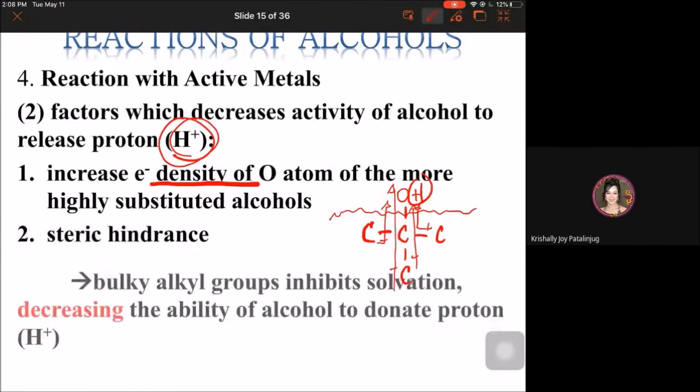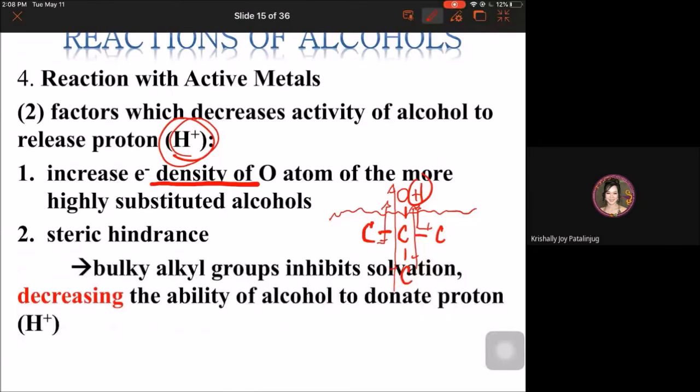Another is the steric hindrance. So obvious naman, bulky kaayo. Mga bulky alkyl groups, that could inhibit solvation. That could decrease the ability ng alcohol to donate proton. So these are the two factors that decrease the ability ng tertiary alcohol to release its proton. That's why siya ang least reactive. Then the rest, pinaka most reactive primary, secondary will follow.